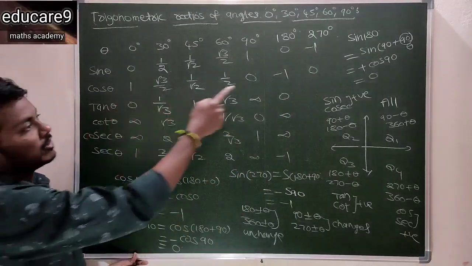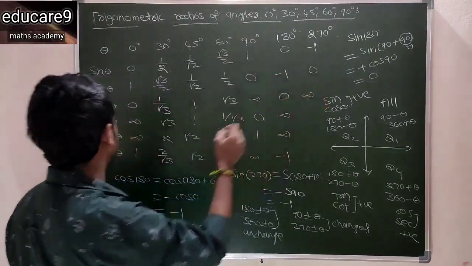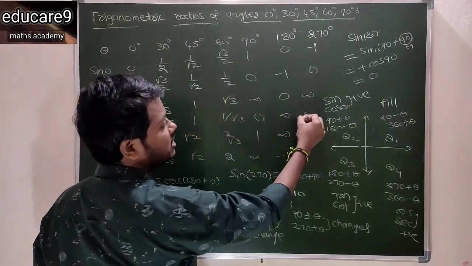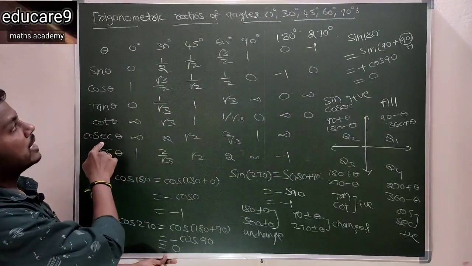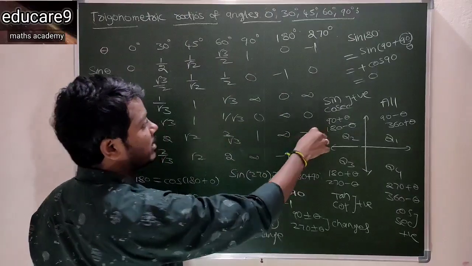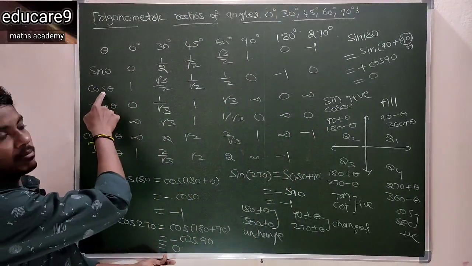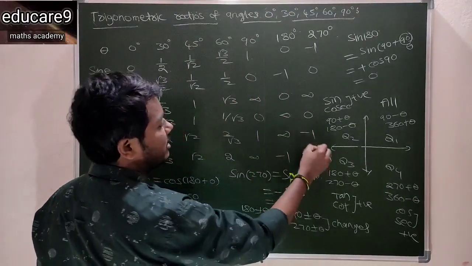And tan is 1 by 0, undefined. And cot is 1 by infinity, 0. And cosec is 1 by minus 1, so you will get minus 1. And sec is 1 by cos, that is 1 by 0, undefined.